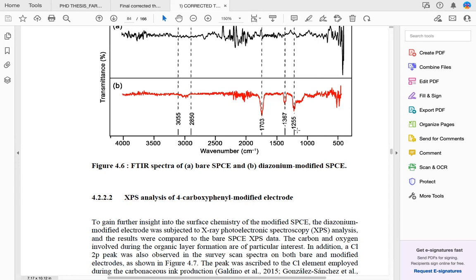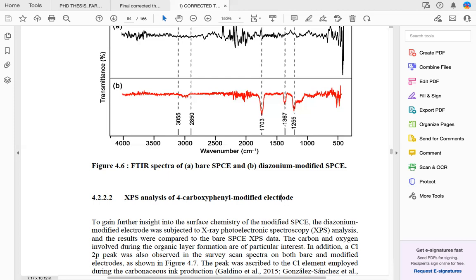Okay, so this is a very simple FTIR. You might be doing some more complicated FTIR. So you have to be able to describe the spectra, the peaks, the stretchings in the FTIR spectrum.